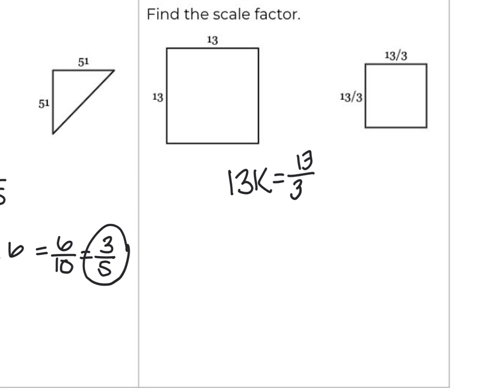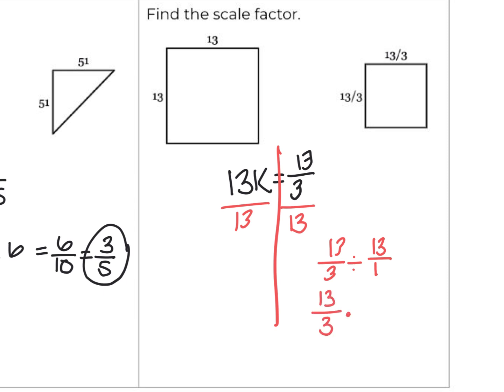Okay, so what would we do to solve this here? We're going to divide by 13 on both sides. So we are essentially doing 13/3, and I'm going to write this off to the side, divided by 13, which is the same thing as 13 over 1. So 13/3 divided by 13 over 1. Keep, flip, change. KFC, do you remember doing that last year? Okay, so 13/3 times 1/13 is what that turns into.